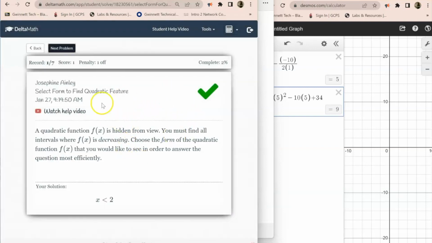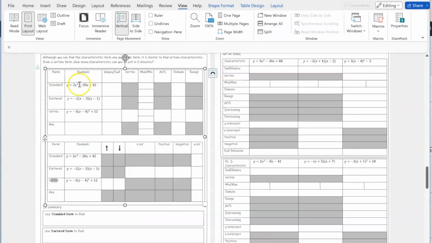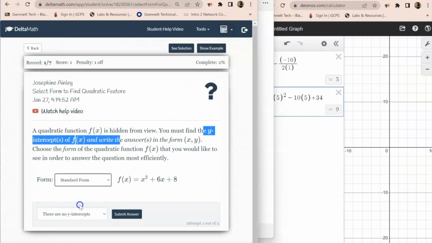All right, and we're going to do quite a few of these because there are a lot of characteristics, and I'm just going to make sure I go over all of them. This one is asking me for the y-intercept. Again, it's very important that you know which form to look at. Remember, the form that's blank here is y-intercept. You can do all of them because you can calculate these other two, but the fastest one is just to look at the standard form. So I'm going to say, hey, I want standard form because I can just see the y-intercept is 8.